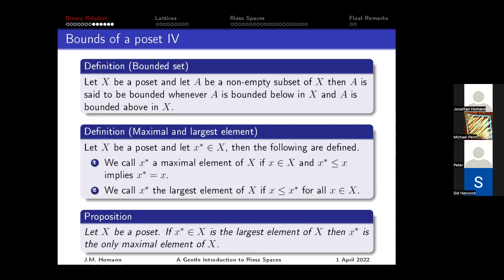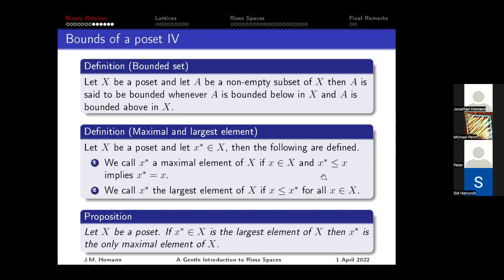So if we think about the closed interval [0, 1], then the largest element of [0, 1] is the number 1. So if we make our poset the closed interval [0, 1], we have that the largest element of that interval is the number 1, since every member of that interval is dominated by 1. So now we'll say that if X is a poset and x star in X is the largest element of X, then x star is the only maximal element of X. So let's look at the definition of a maximal element. And it looks almost like a largest element.